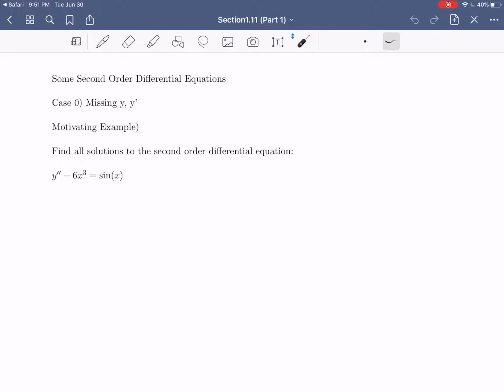Let's imagine isolating this y double prime, and also, just to help us see this, let's rewrite the y double prime in a more expanded differential notation. So I'm going to rewrite this as the second derivative, just so we remind ourselves this is the second derivative of y with respect to x. And we're going to rewrite that as sine x plus 6x cubed. So it makes sense to put this over here.